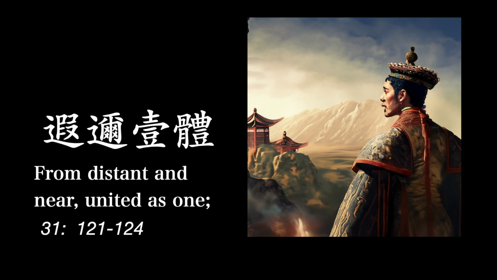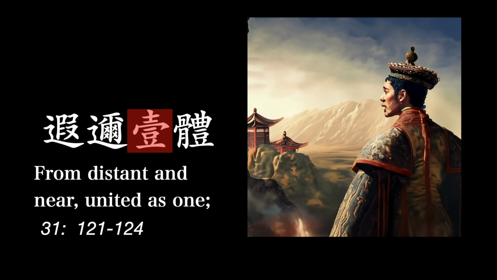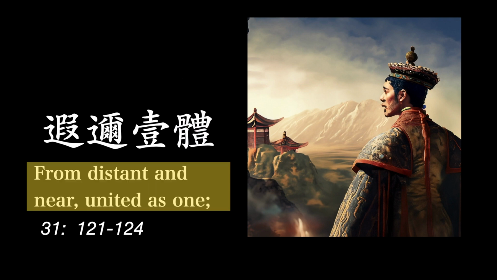Let's look at line 31, character by character. The first character here means distant. It is a very rare character today. The next means near. This is also a very rare character today. The third character means one. Also, this character is obsolete. A much easier to remember character is used for one today. The last one here means body, and it's commonly used in relation to physical terms. The translation reads, from distant and near, united as one.